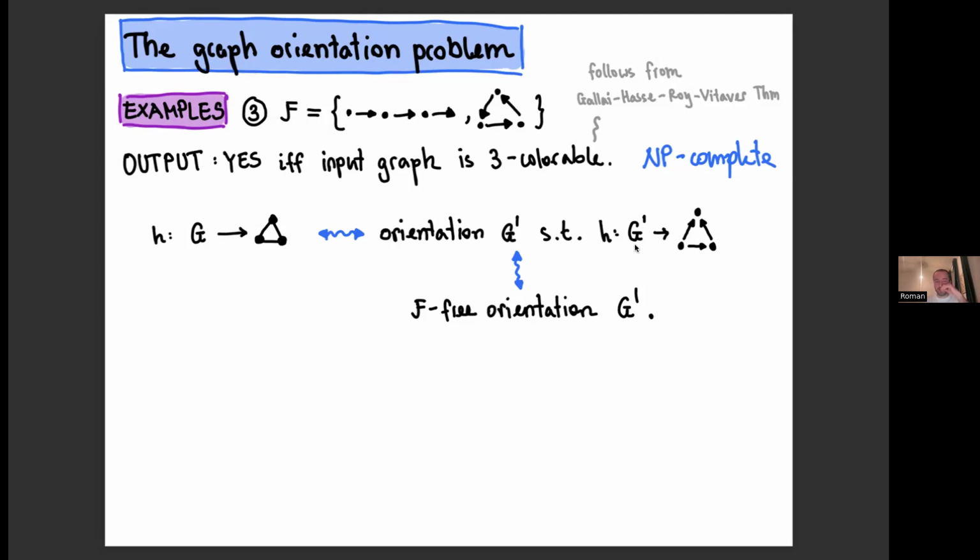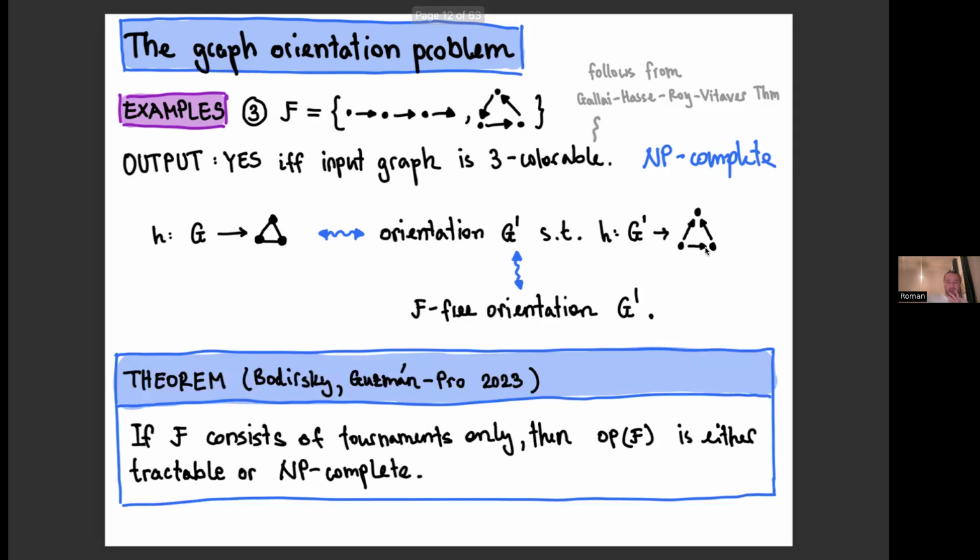If, on the other hand, we're given an F3 orientation G prime of G, then we can define a mapping into the acyclic orientation of the triangle by mapping all the sources of G prime, so all the vertices where you only have outgoing edges, to the lower left vertex. You map all the sinks of G prime to the upper vertex. And everything that's left, you map to the lower right vertex. And it's then easy to check that this is actually a well-defined homomorphism of oriented graphs.